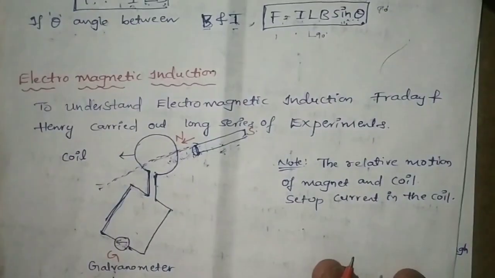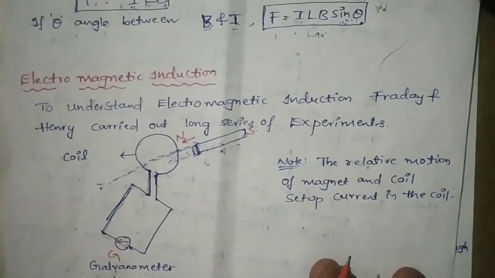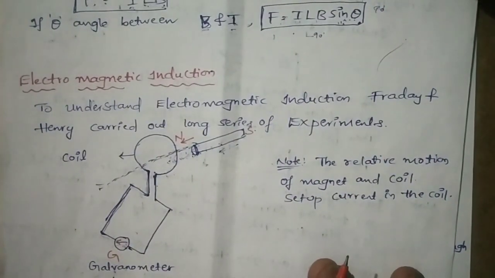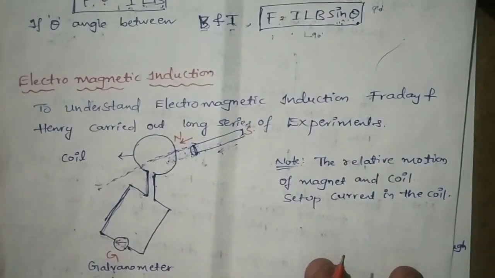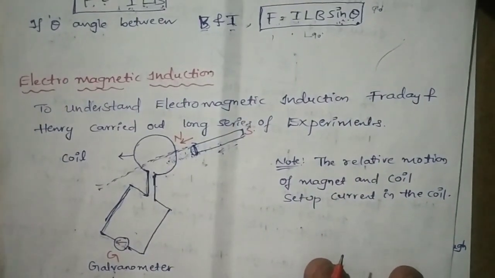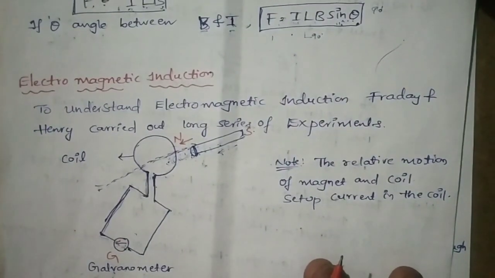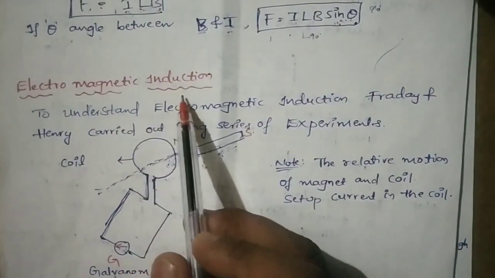In the previous class, we discussed some basics of electromagnetism and what is meant by electromagnetic flux, magnetic flux density, and some terminology related to the magnetic field. At the same time, we discussed the forces when the current carrying conductor is a straight wire, what the direction of the magnetic field is, and the force direction also. Today's class we will discuss electromagnetic induction.